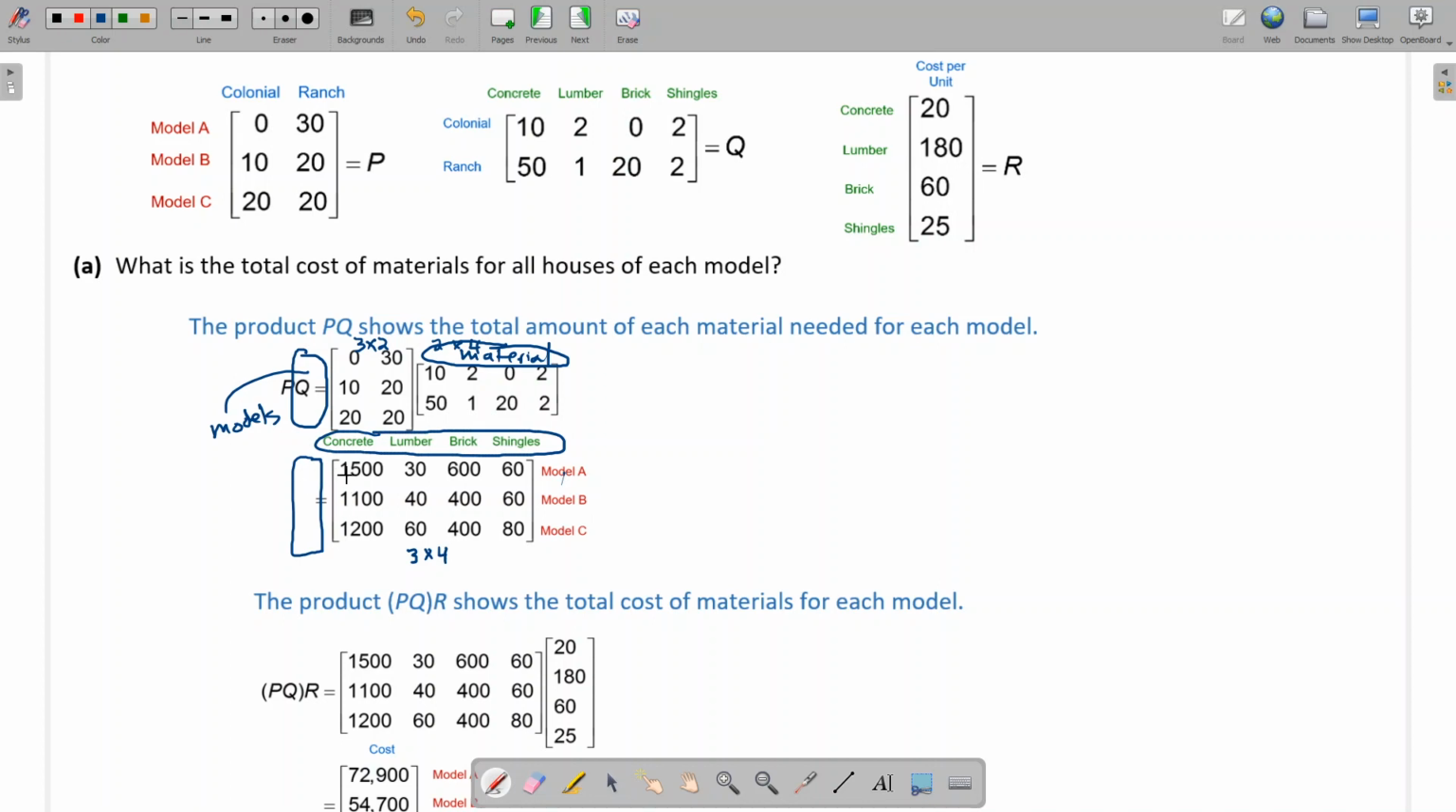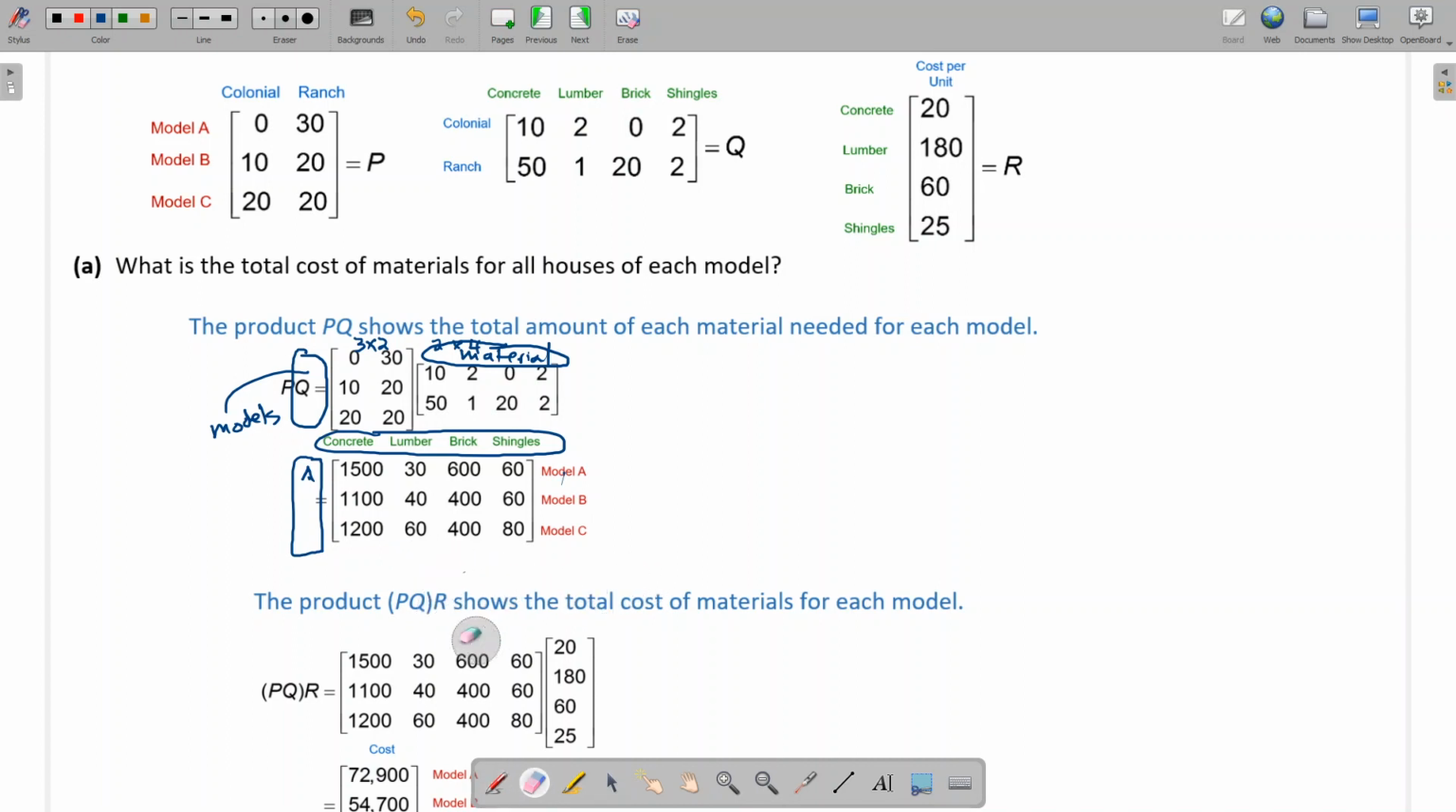So for model A, it needs 1,500 units of concrete for all the model A houses. These are the number that we're building. So out of the 30 model A houses, we need 1,500 units of concrete. For the 30 model A houses, we have 30 units of lumber. We have 600 units of brick, all found by just multiplying these out. Okay, so that gives us the total amount, but we were supposed to do cost.